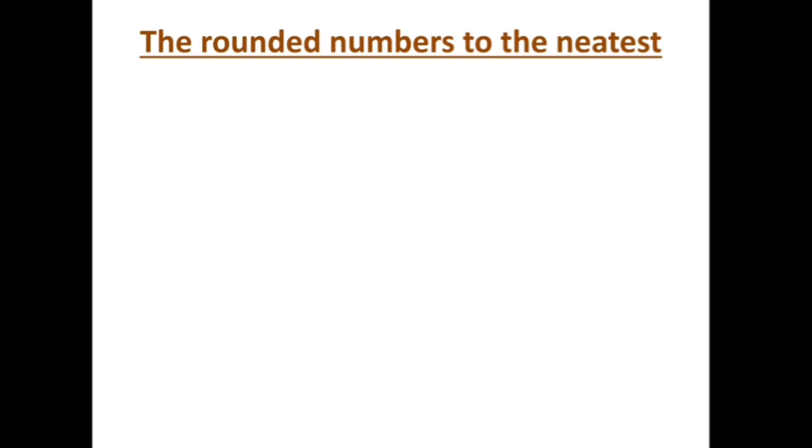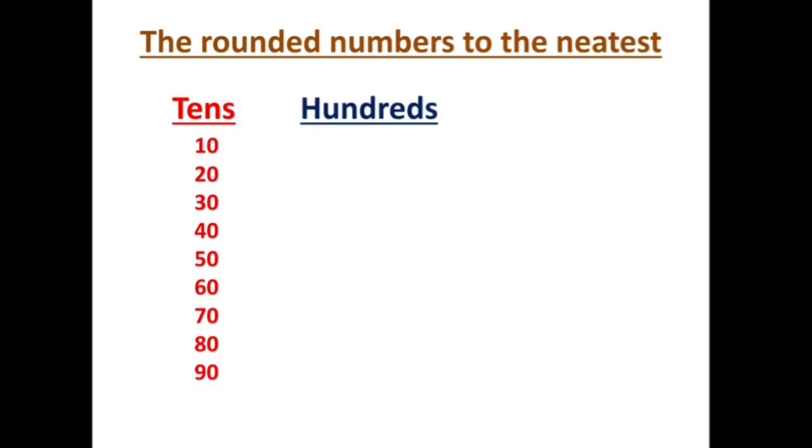We need to remember one thing. Whenever we are doing the round off or whenever we are estimating the numbers, for example, if we are doing the estimation for tens, all the answers we have to get in tens only. Like 10, 20, 30, 40, 50, 60, 70, 80, 90. If the estimation we are doing is for 100, then the answer whatever we get should be in 100 only.